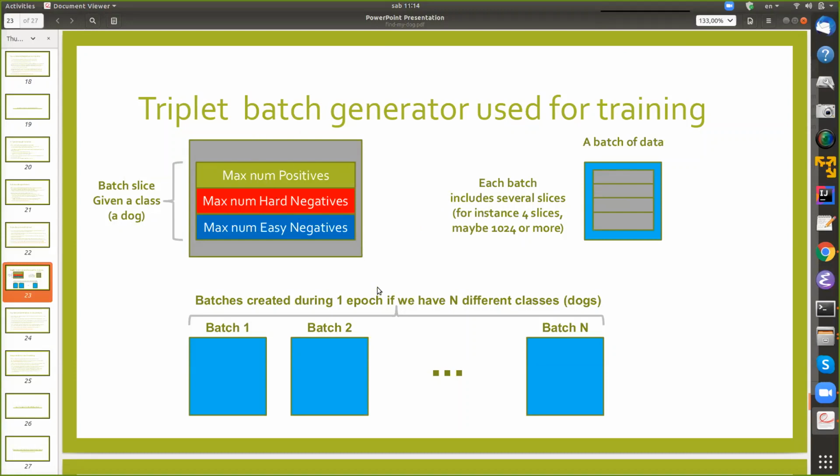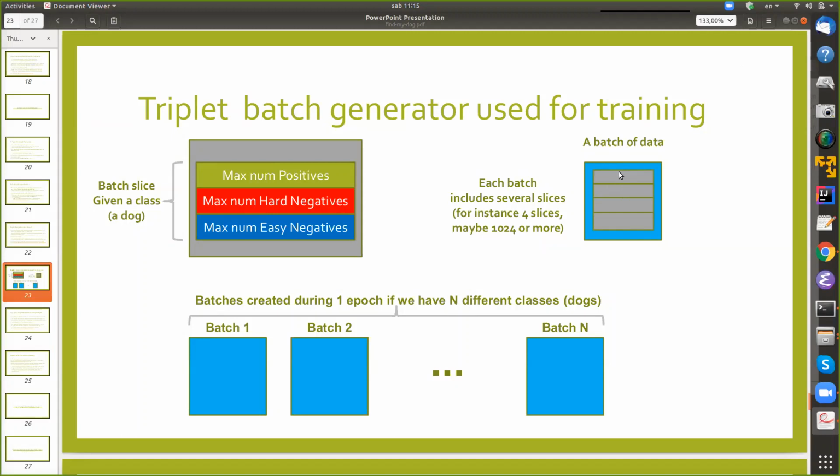So let's start from the slice. Assume that I want to create a slice for my batch, which includes, for instance, three positives, three hard negatives, and two easy negatives. In this way, we will have 3 + 3 + 2, 8 images in this slice. So I select the first class, the first dog, and the first dog is the anchor. And for that dog, I will have 3 positives, 3 hard negatives, and 2 easy negatives. 8 images.